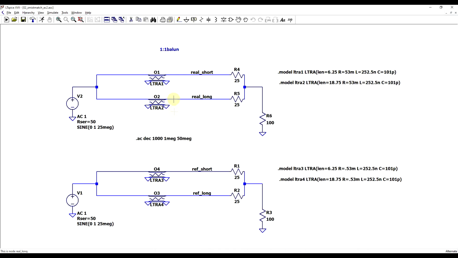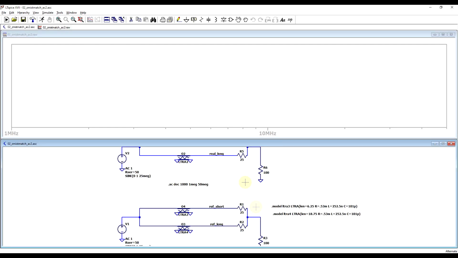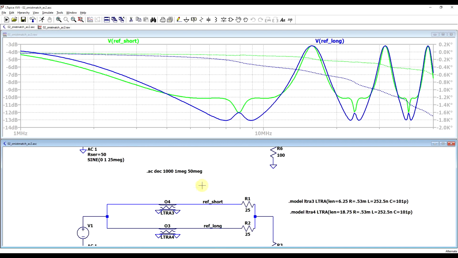So I took my two pieces of transmission line with the 6.25 meter length and 18.75 meter length. And to make the comparison fair, I also created a second simulation in which I just reduced the DC resistance, so kept the same inductance and capacitance, same length, just a very small resistance. So if we perform an AC simulation on this circuit, starting off with the ideal lines, well, at almost 8 MHz, just like in our practical circuit, we see that the two signals arriving at our load should be identical.